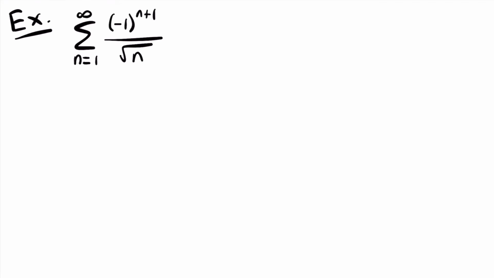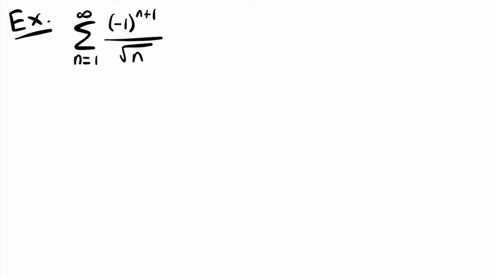All right, so finally we have this series, the sum from n equals 1 to infinity of -1 to the power of n plus 1 divided by the square root of n. Now right away I can tell that this is an alternating series because we have -1 to the power of n plus 1, and that part of the series will make the terms alternate between being positive and negative.